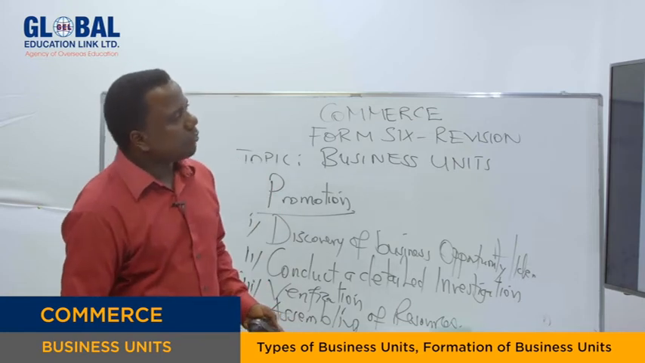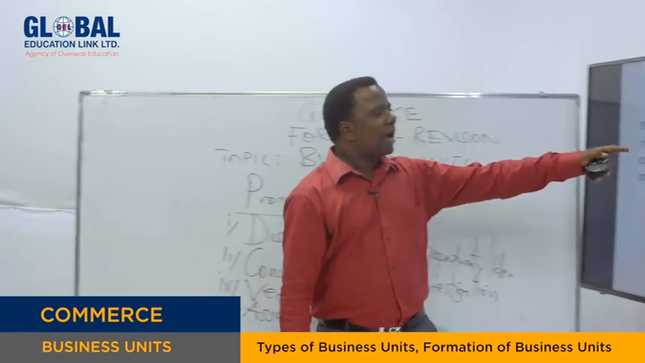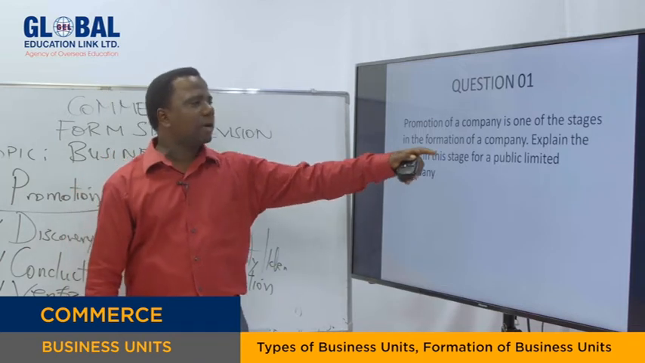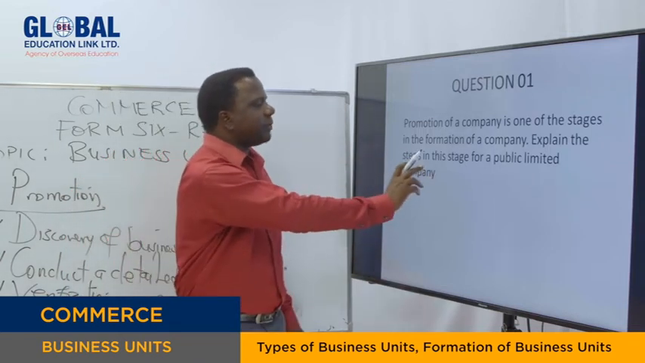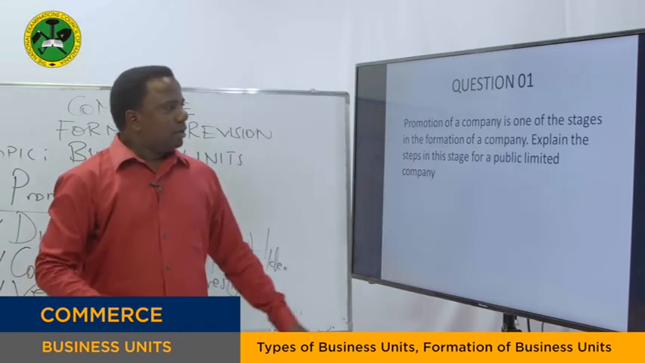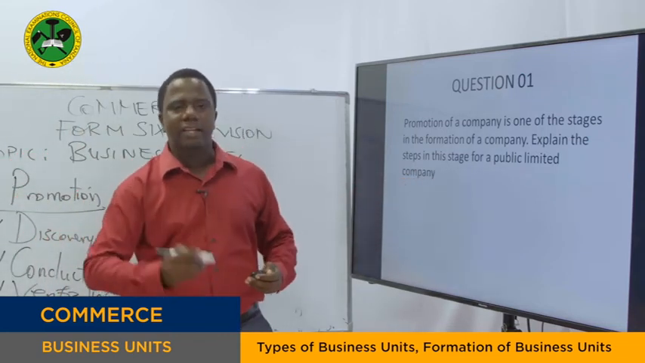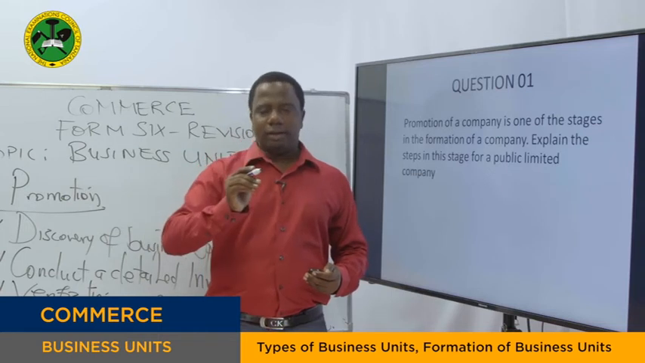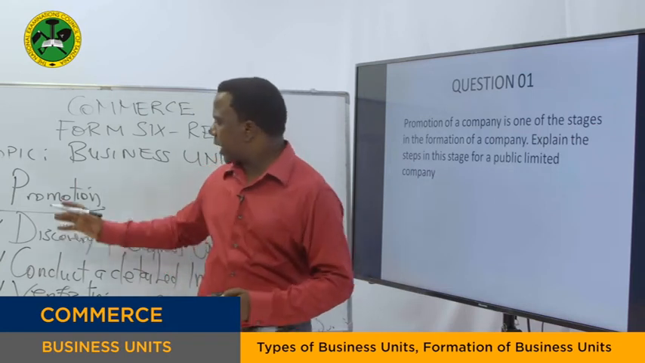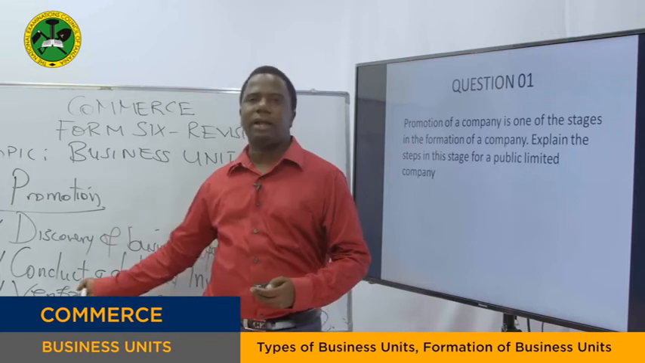Now a question of interest can be: promotion of a company is one of the stages in the formation of a company. Explain the steps in this stage for a public limited company. So the question is so simple. When you understand those stages, then it will be simple for you. Just explain the stages like discovery of business opportunity, conduct detailed investigation, verification, and assembly.